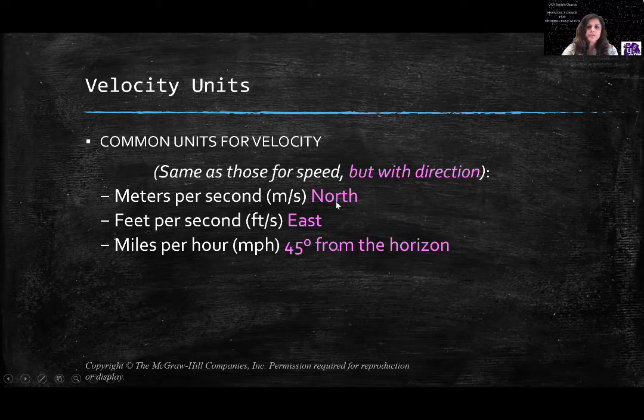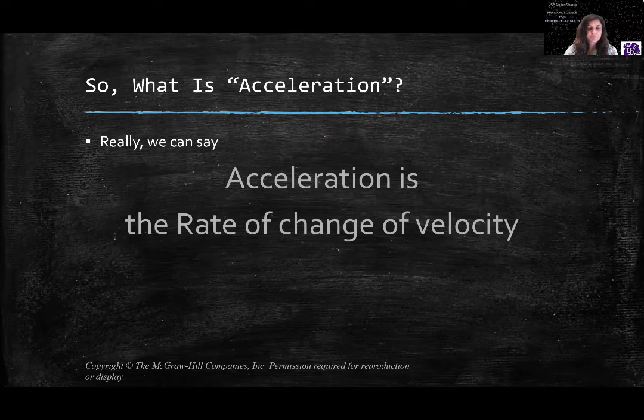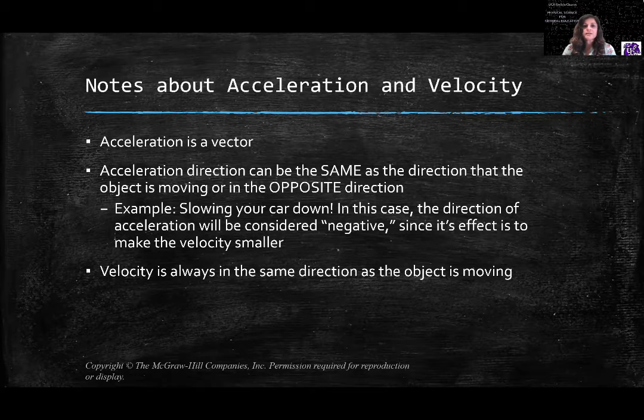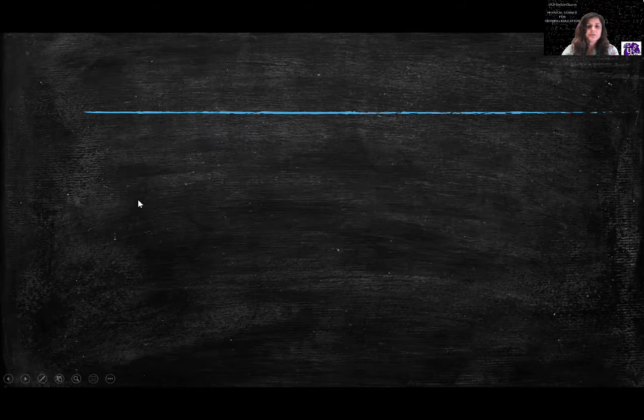So again, here are some different units for velocity. Note in purple here that they all have a direction, and that's what makes it different from the speed. The speed is only the number in feet per second, meters per second, miles per hour, no direction associated with it. So acceleration is the rate of change in velocity. We said some of this before. Acceleration is a vector.